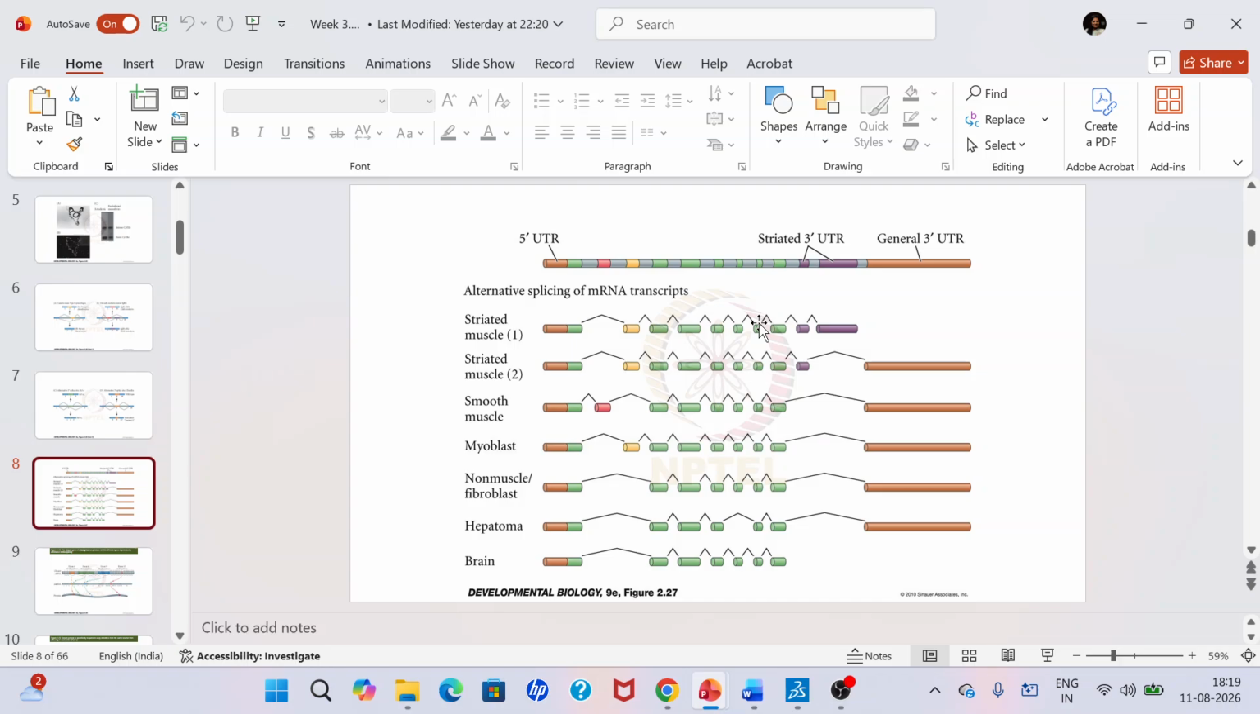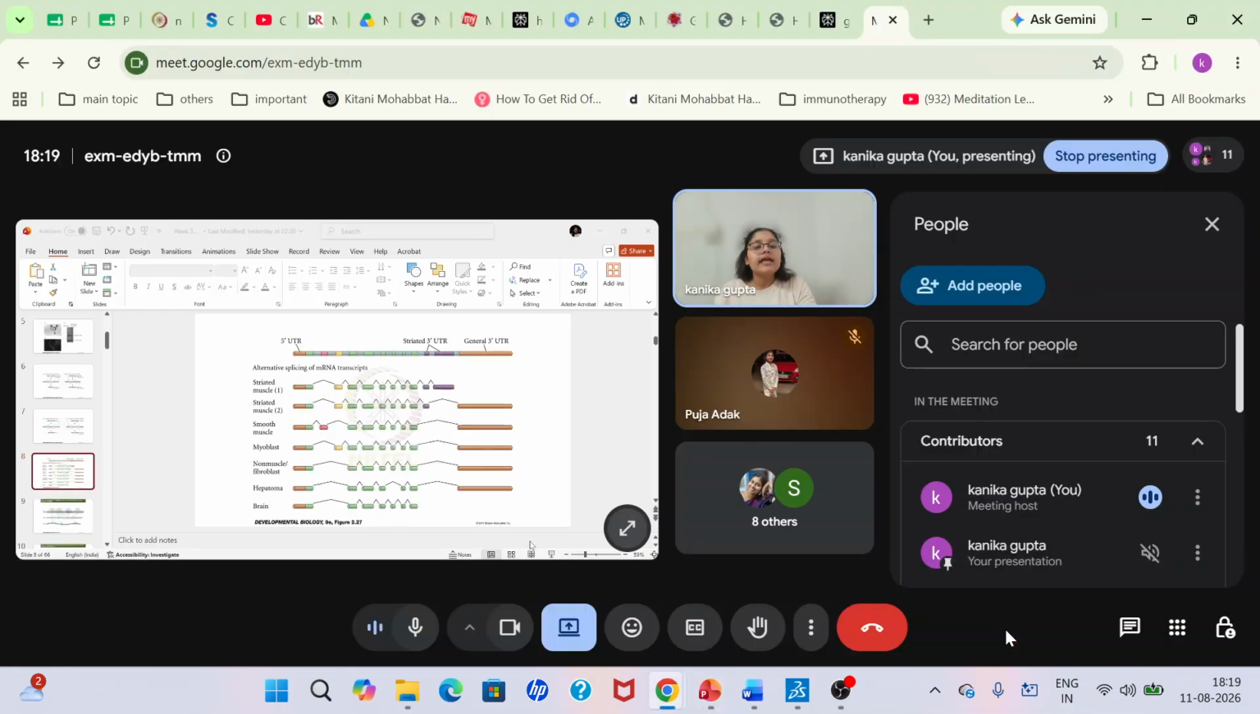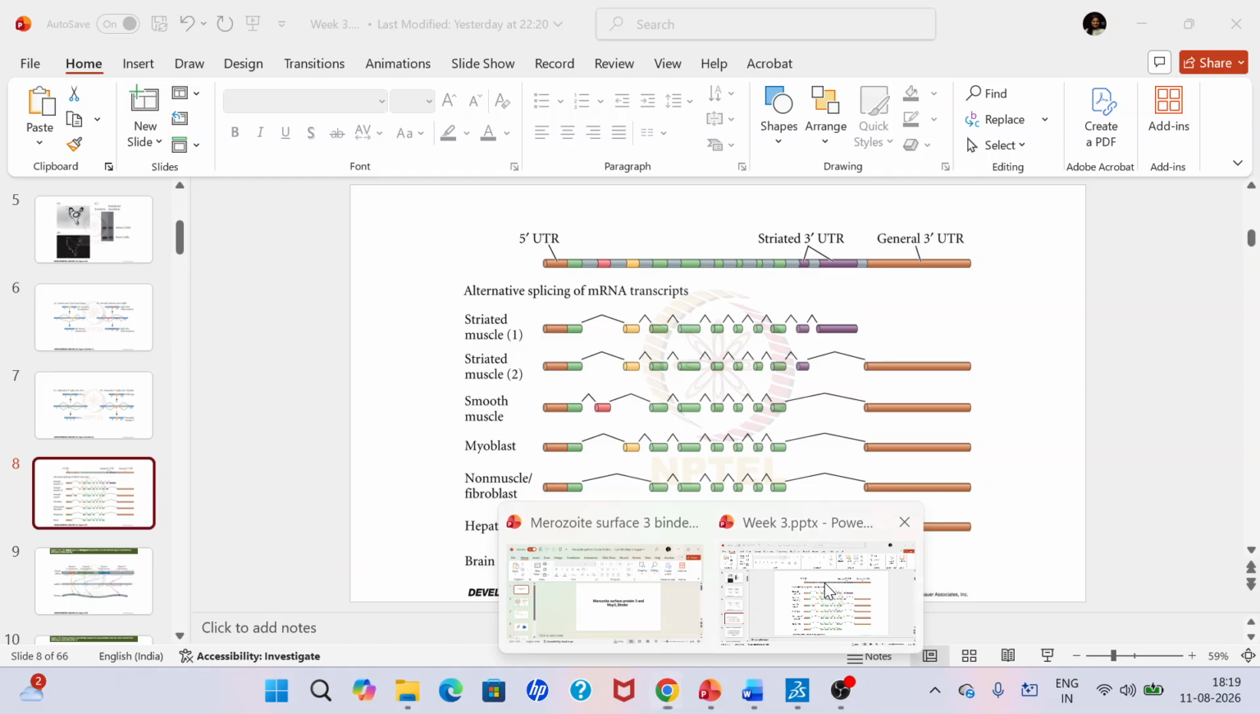Then in case of smooth muscles also, the exons that will form the mature RNA are different. In myoblasts also, myoblasts are basically the muscle cells, it is different. In non-muscle fibroblasts, again different exons are included. So again, a single mRNA can lead to different kinds of expression in different tissues, can form different proteins in different tissues depending upon the splicing of that particular RNA, which will form the mature RNA, and that mature RNA will then be responsible for different kinds of expression in that particular tissue or cell.